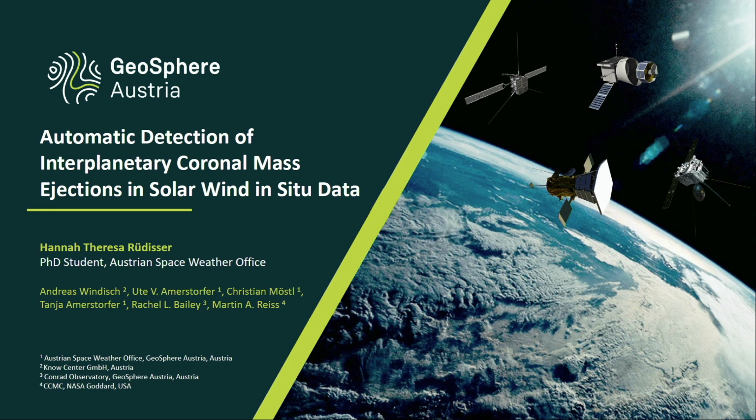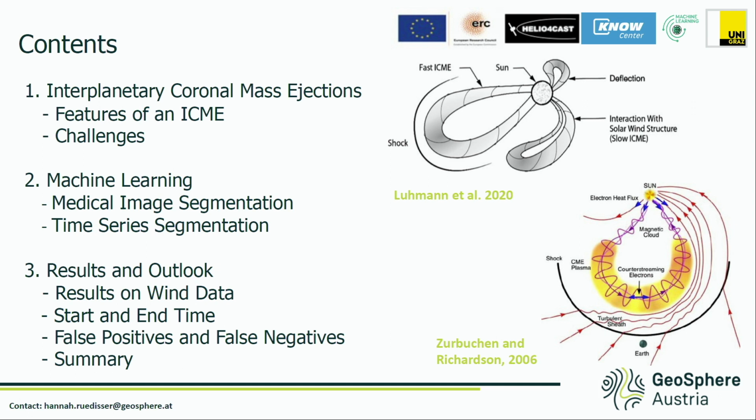To give you a quick overview about what I'm talking about today, first I'm going to start by reminding you about the features interplanetary coronal mass ejections typically exhibit and what the challenges may be when we try to automatically detect them. Then I'm going to go on to the machine learning part. I'm going to talk about medical image segmentation and how that relates to our specific problem here. And in the end, I'm going to present you the results of our work. And also I'm going to give a short outlook on what's going to happen next.